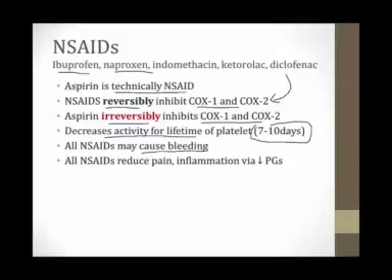All of the NSAIDs, however, inhibit cyclooxygenase and decrease the level of thromboxane A2, and therefore they're all associated with bleeding, including aspirin, and they all reduce pain and inflammation via lowering the amount of prostaglandin synthesis.